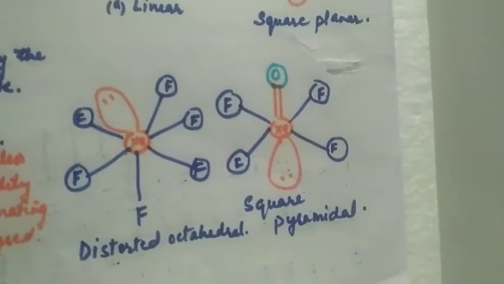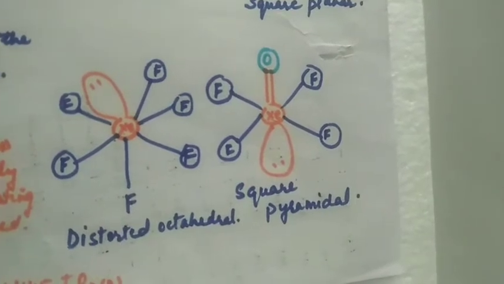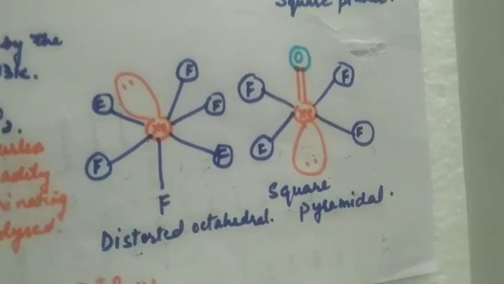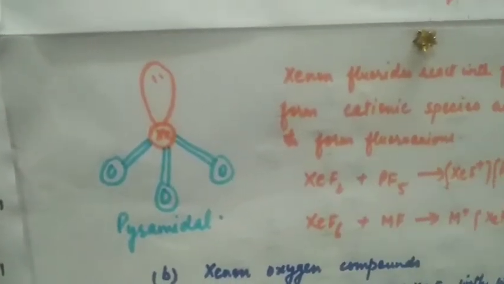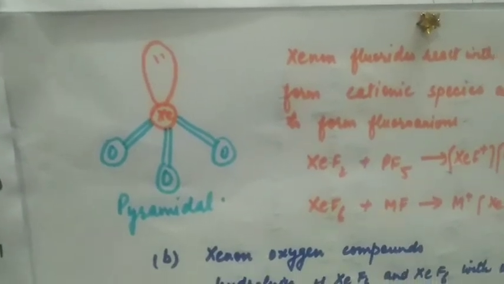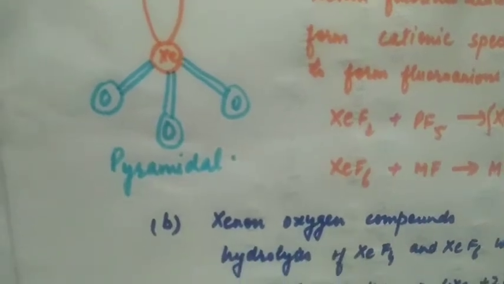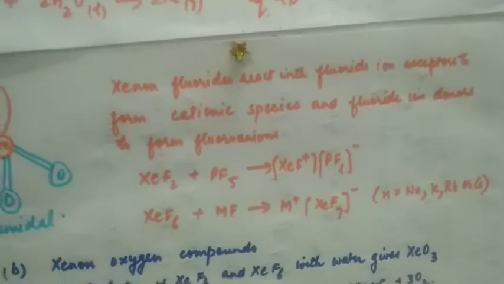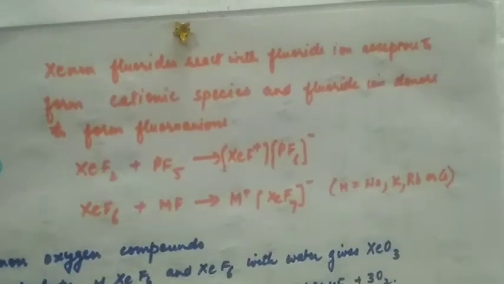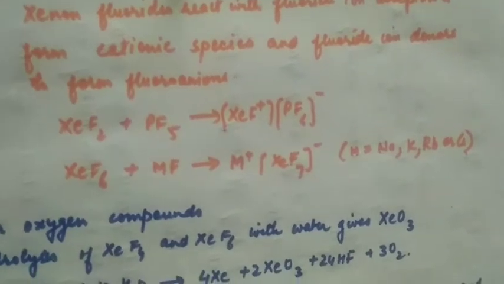Xenon oxytetrafluoride is square pyramidal because of the octahedral geometry that it should have had, 1 is a lone pair of electrons. Then xenon trioxide is tetrahedral in nature, but because 1 lone pair of electrons is there, the geometry is reduced to pyramidal. Xenon fluorides react with fluoride ion acceptors to form cationic species and fluoride ion donors to form fluoroanions.